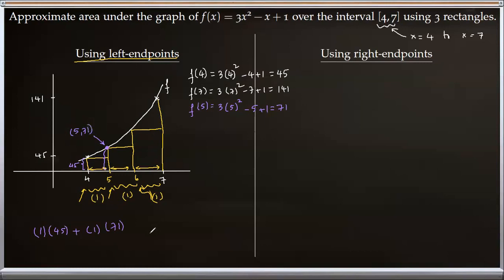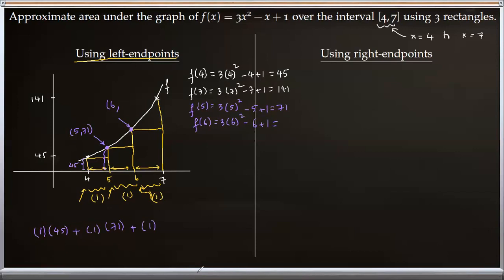And similarly for the third rectangle, we need to get that point, and the y value at that point will give us the height. So for that, we simply need to find f of 6. So f of 6 is going to be 3 times 6 squared minus 6 plus 1. What does that come out to be? So 3 times 6 squared is 36.